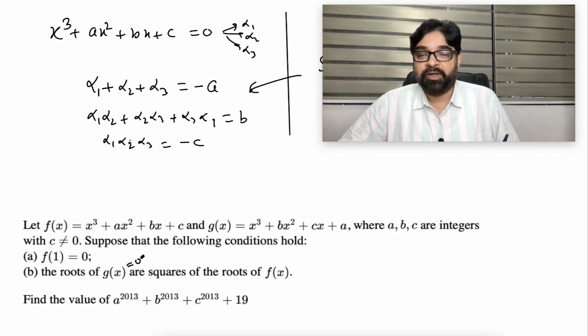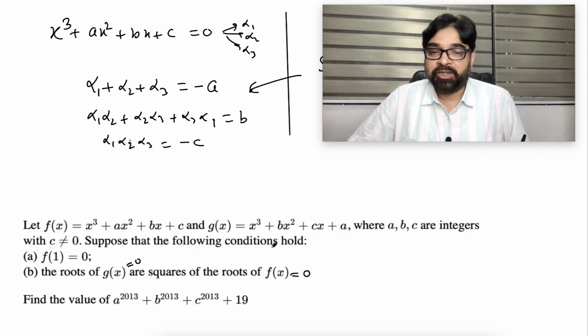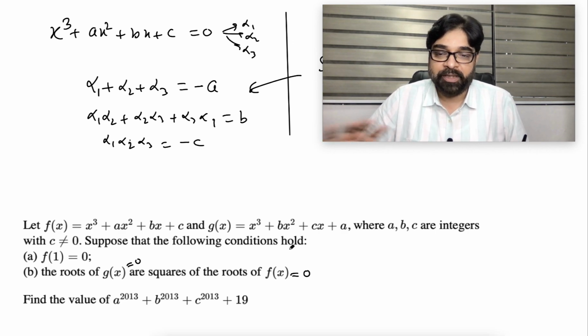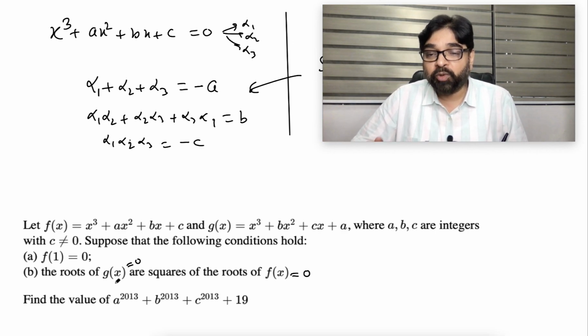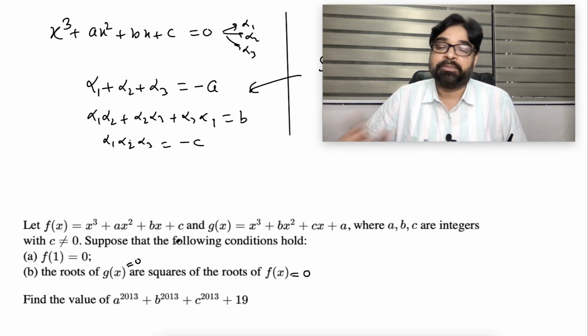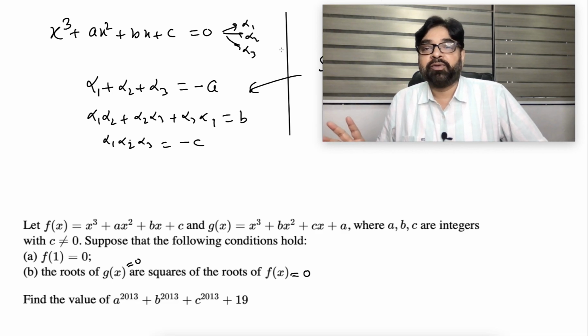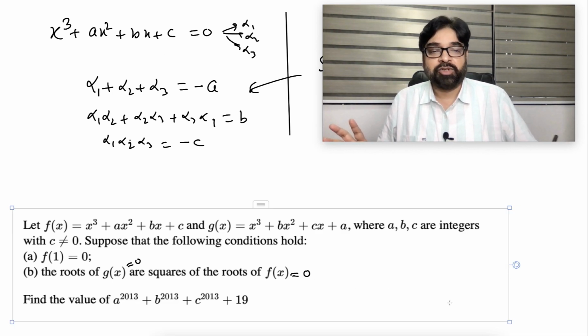So g(x) equal to 0 and f(x) equal to 0. This equal to 0 has roots and this equal to 0 has roots. What are they saying? The roots of g(x), meaning the roots of this equal to 0, are the squares of the roots of this equal to 0. Right? Very simple question. If you know this condition, the question is done.